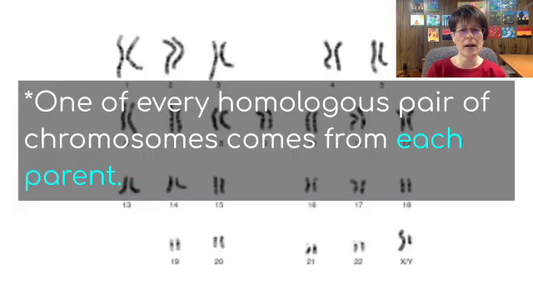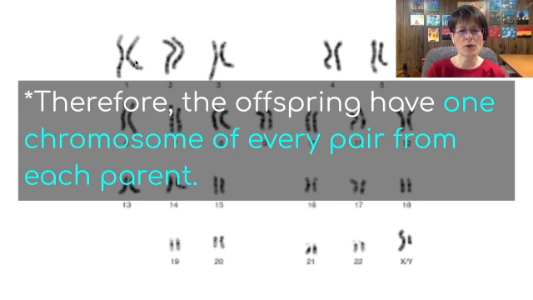And one of every homologous pair of chromosomes comes from each parent. So when we looked at those karyotypes the other day, for this chromosome pair here, 1 chromosome came from each parent. Therefore, the offspring have 1 chromosome of every pair from each parent.